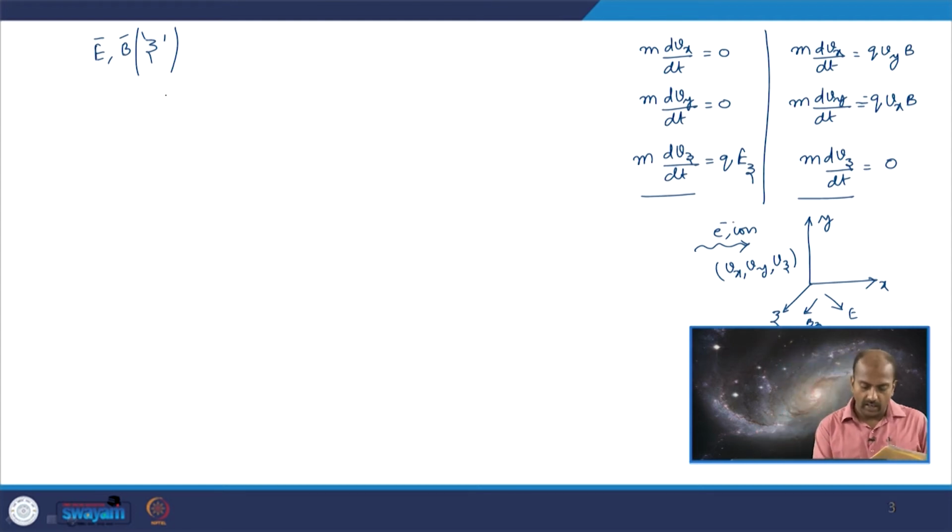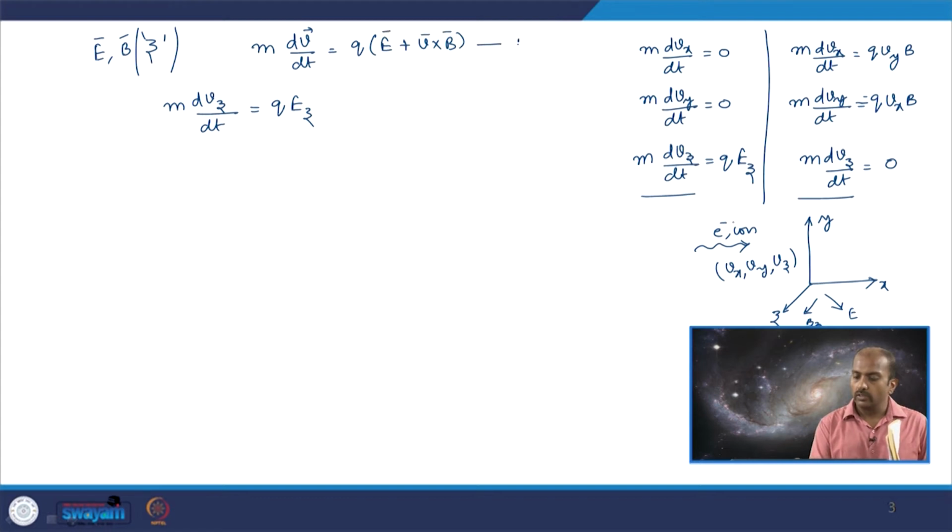So, if it is the case, I will write m dvz by dt equals q Ez, or let us say you write, for example, m dv by dt equals q times E plus v cross B. Let us call this equation 1, okay. And a component equation of this becomes 2. This is only the z component. So, what does it suggest? It suggests that acceleration is constant with respect to time. So, we can simply integrate this equation to obtain velocity as a function of time.